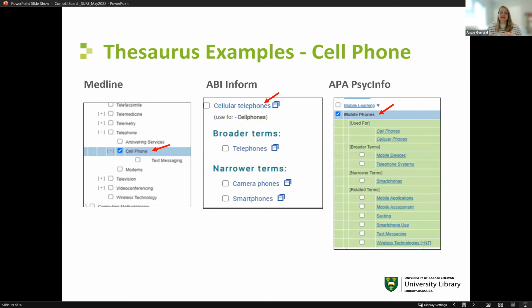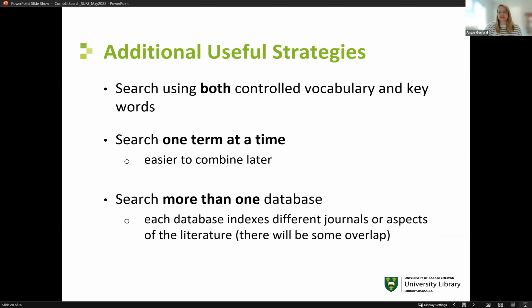And it's interesting when you go into a database, because you'll see in these controlled vocabularies what they actually call it. In this case, in Medline, it's called the cell phone. In ABI Inform, it's called cellular telephones. And in PsycInfo, they're called mobile phones. Okay, so it's just to give you that idea that different databases may call your concept by different terms. So just be aware of that.